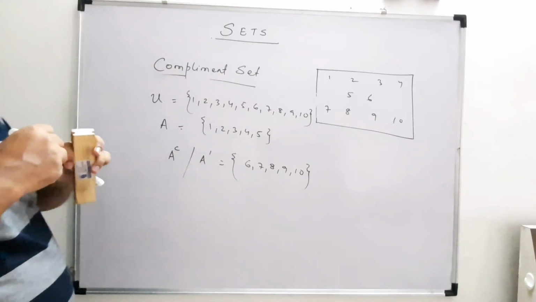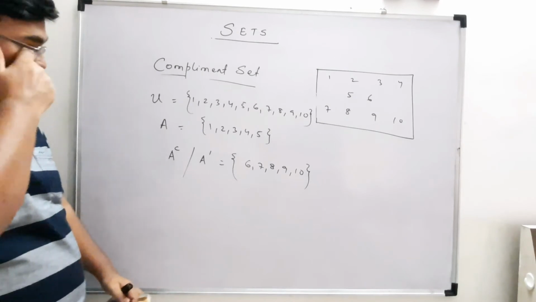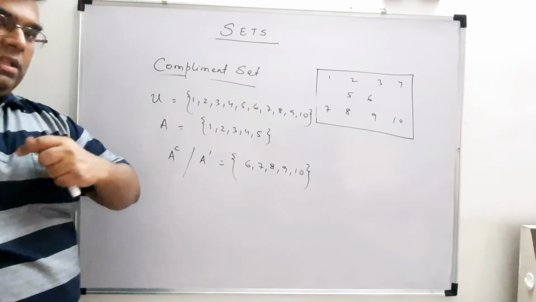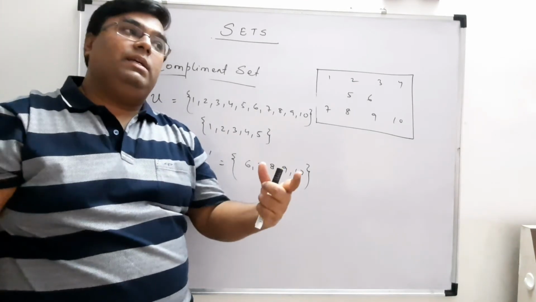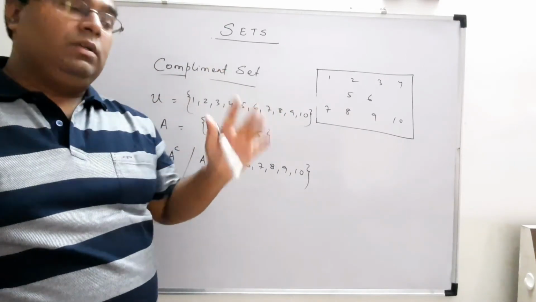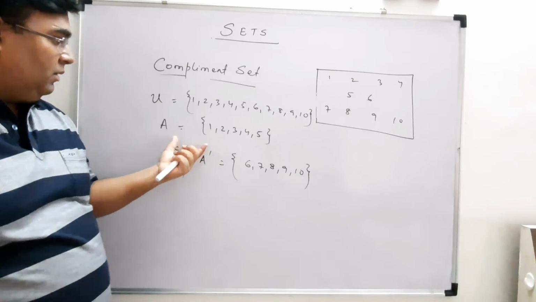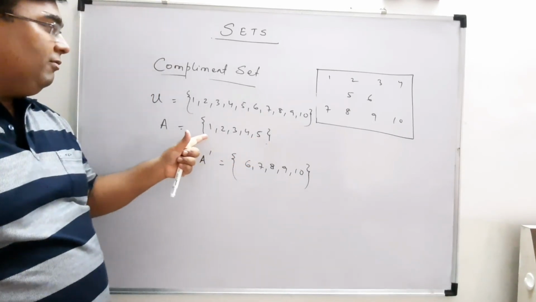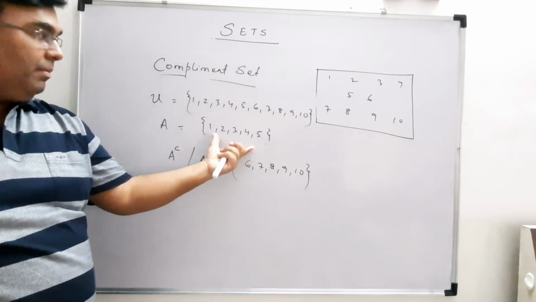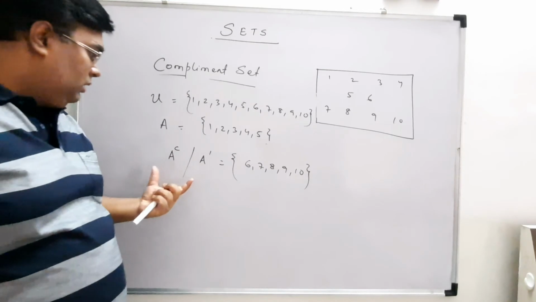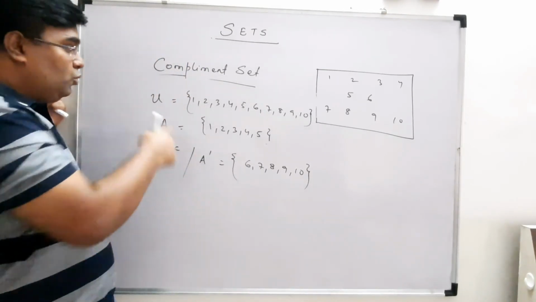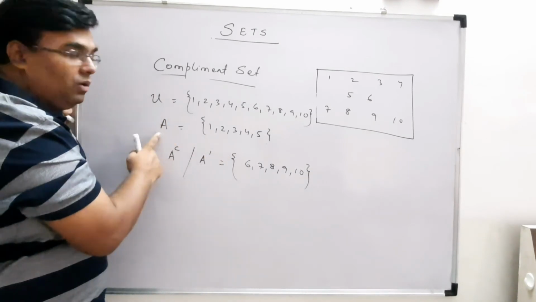So whenever the complement word is there, what you need to do? You need to write all the elements which are not in A. If there is a set B, B complement means all the elements which are not in B, and of course U will be given. So for A, 1, 2, 3, 4, 5 is there, so A complement will be 6, 7, 8, 9, 10. 6, 7, 8, 9, 10 are not in A but they are in U. So understand the concept of complement, that the elements which belongs to U but which does not belong to A.